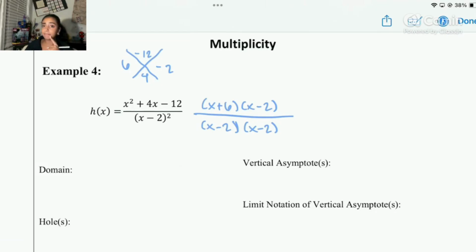And here, it looks like you can cancel out x minus 2 and x minus 2, which you can, but that doesn't mean there's a hole, because we have this little guy right here, which means that there's already a vertical asymptote at x equals 2, so you're not going to include that hole. So there's no holes. Okay?